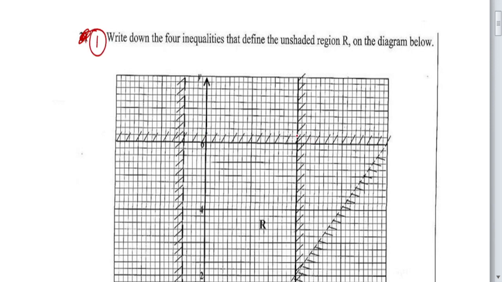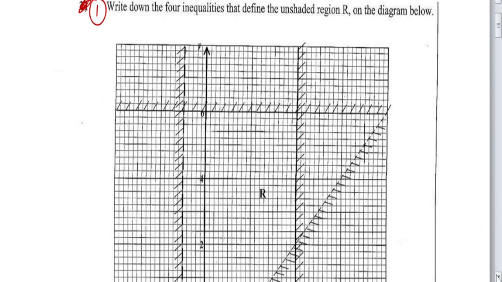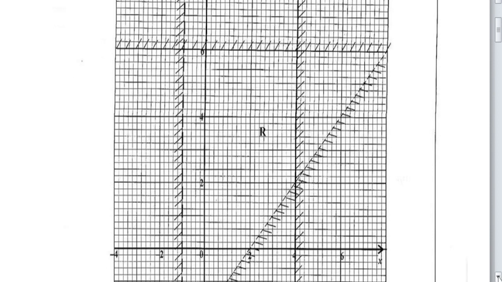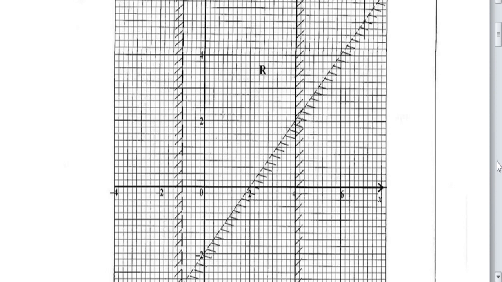Write down the 4 inequalities that define the unshaded region R on the diagram below. So this is a diagram that we have. If you take a look at this diagram, you're going to discover that this is an X or Y plane. So this is the whole diagram.